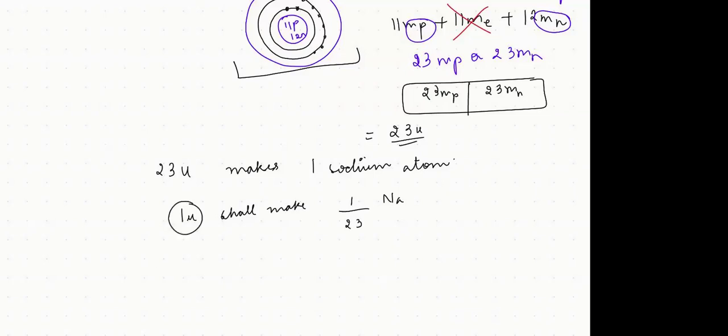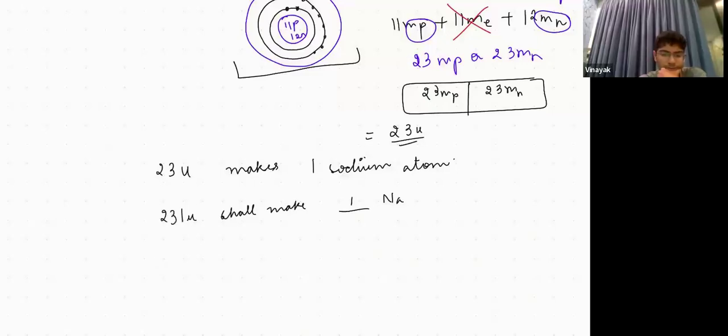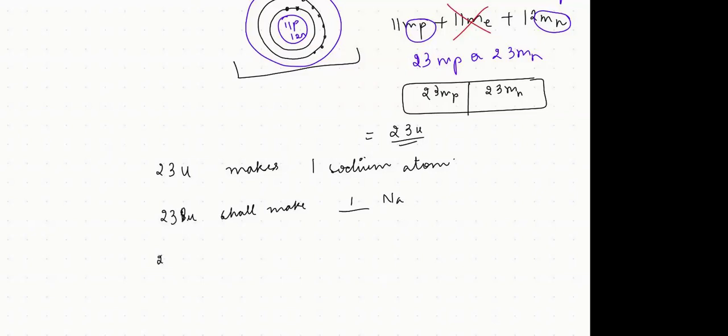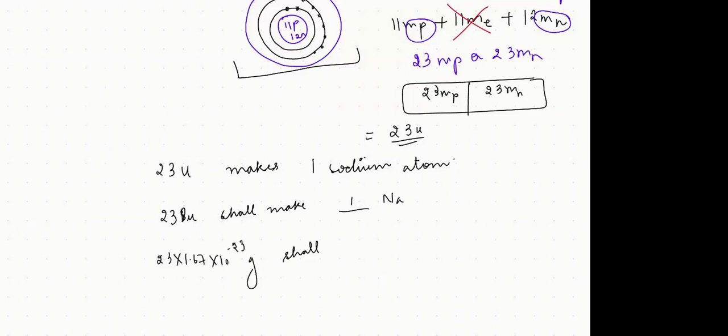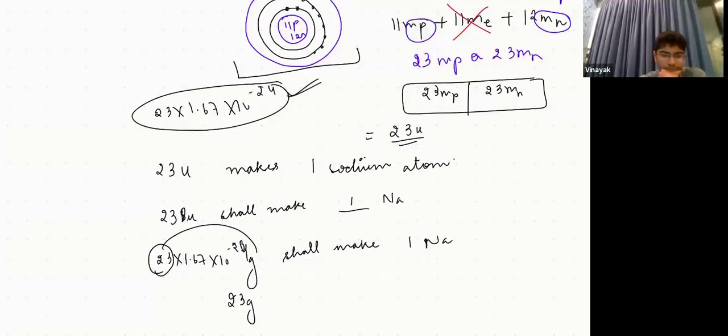1 u is 1.67 into 10 to the power minus 24 grams. So rather than writing 23 down, what do you say? That 23 u is basically one atom. So 23 u is nothing but 23 into 1.67 into 10 to the power minus 24 grams, which shall make one sodium atom. 23 into 1.67 into 10 to the power minus 24 is going to be a very small number. So 23 grams, I'll take this value.